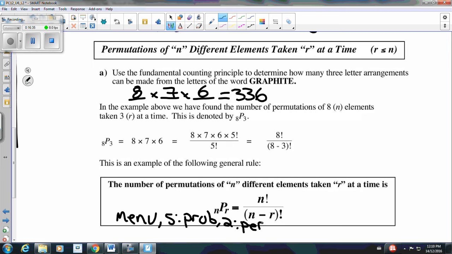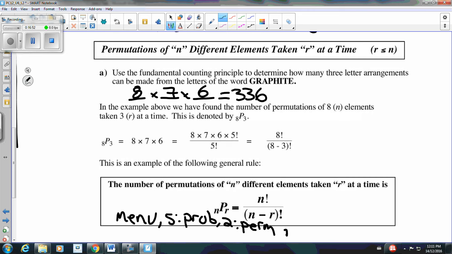And then your screen is going to give you something that looks like this, nPr, and it's going to give you brackets. And there you're going to write in your n value, which in this case is 8, comma, your r value, which is 3, and it's going to give me 336.